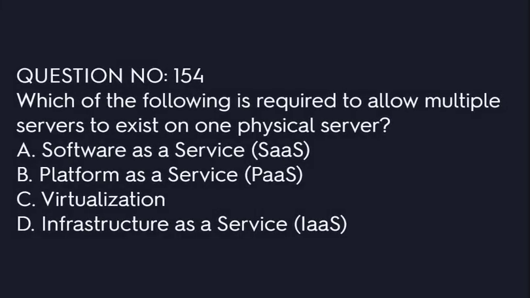Question number 154. Which of the following is required to allow multiple servers to exist on one physical server? A. Software as a service, B. Platform as a service, C. Virtualization, D. Infrastructure as a service. C.